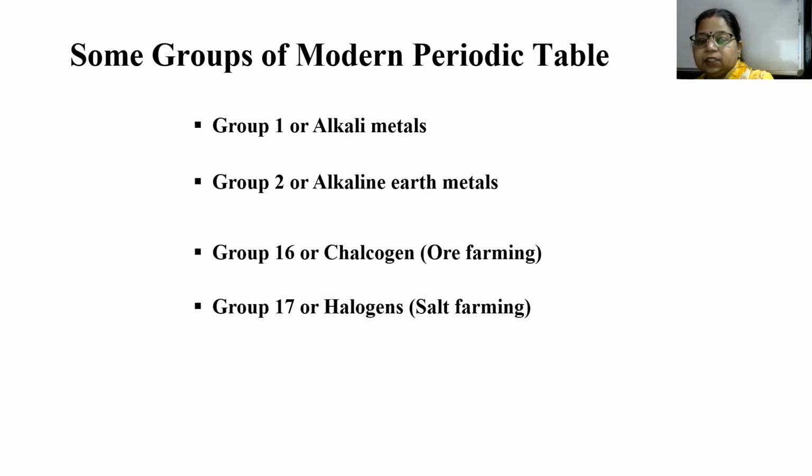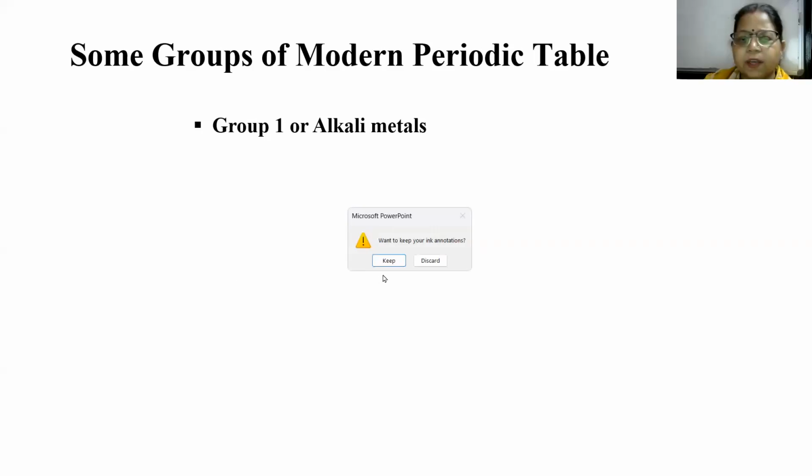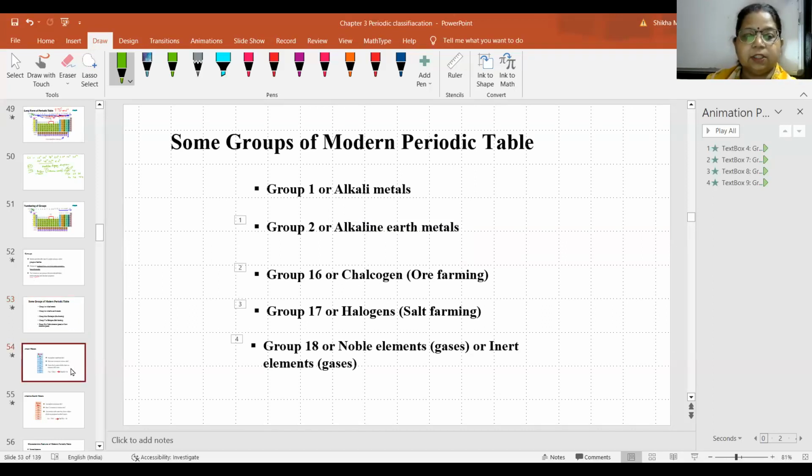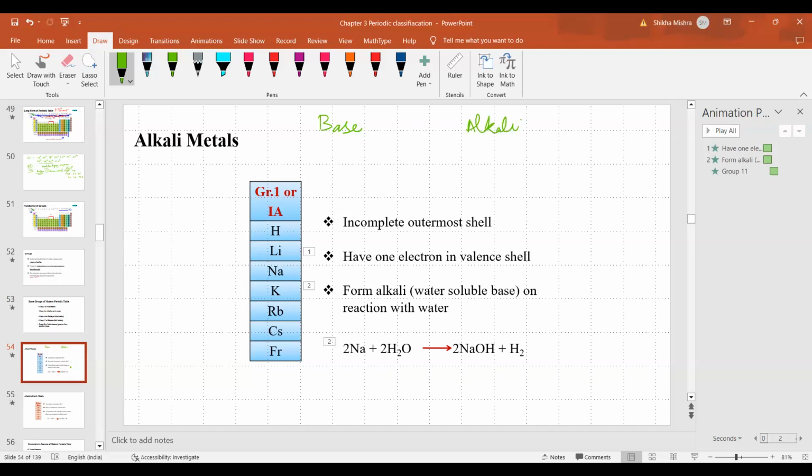Now, here is certain information for various groups. Have you heard of group 1? What is an alkali? Can anybody tell me? They lose 1 electron to gain stability. Lose 1 electron. Okay. In my opinion, you must have done it in class 10th. What is a base? What is an alkali? Valence shell has 1 electron.